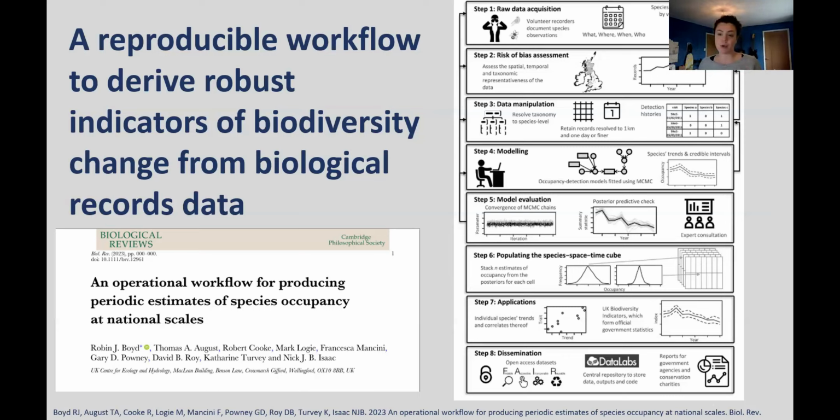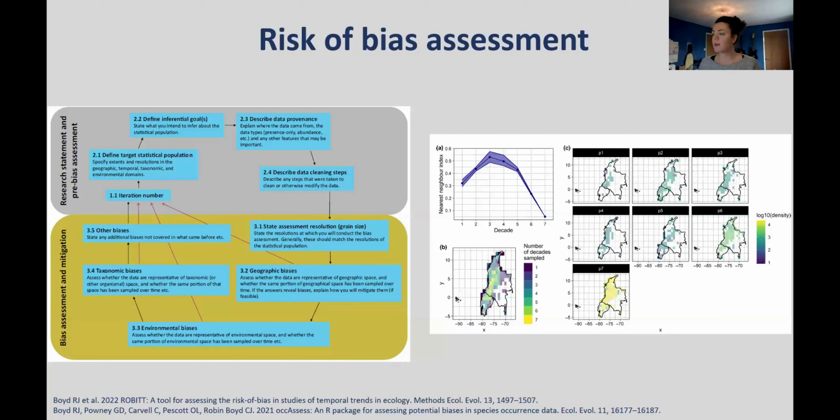In the next few slides, I'm going to just give you details about some of the key steps in this workflow. So we talked a little bit about some of the biases that we might find in citizen science data. But how do we assess quantitatively and also in a standardized way what those biases are and how they can impact our metrics?